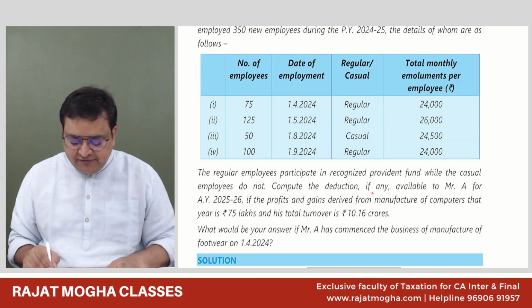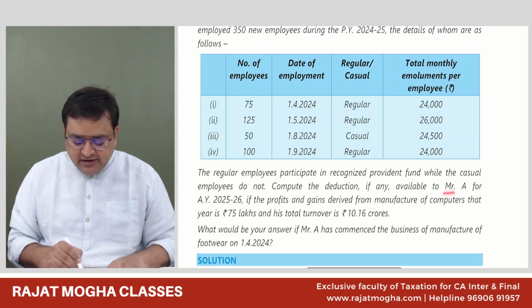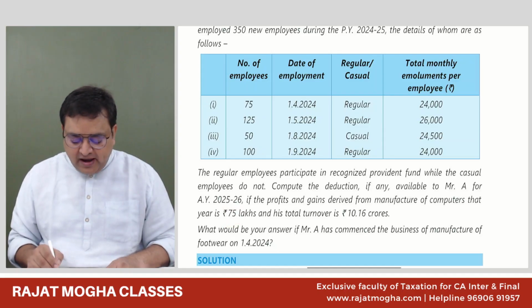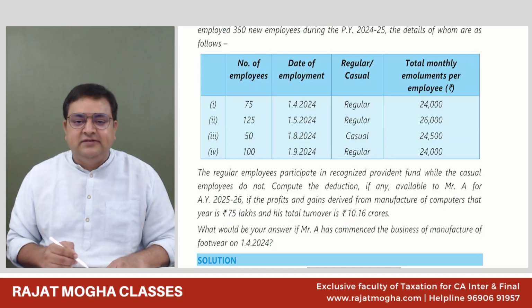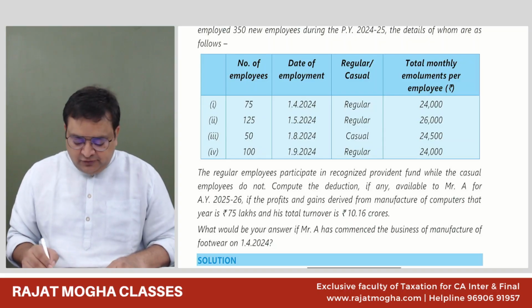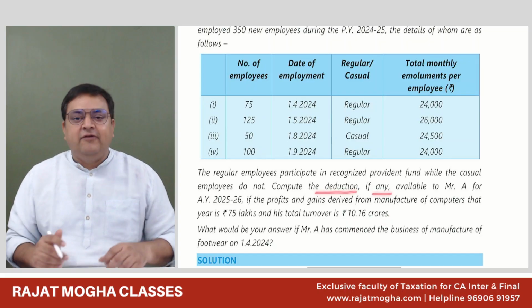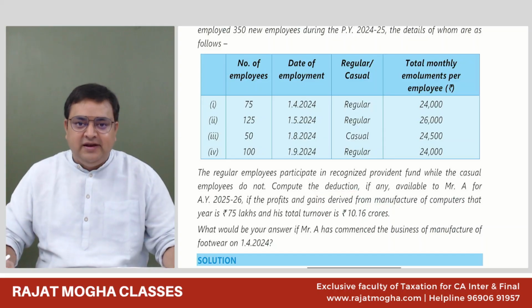Compute the deductions, if any, available to Mr. A for assessment year 25-26 if the profits and gains derived from the manufacture of computers is 75 lakh and his total turnover is 10.16 crores. So here we are required to compute the deductions, if any. So they have not told us which deduction is available.